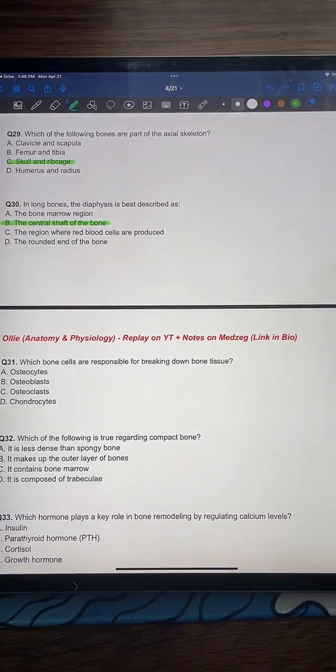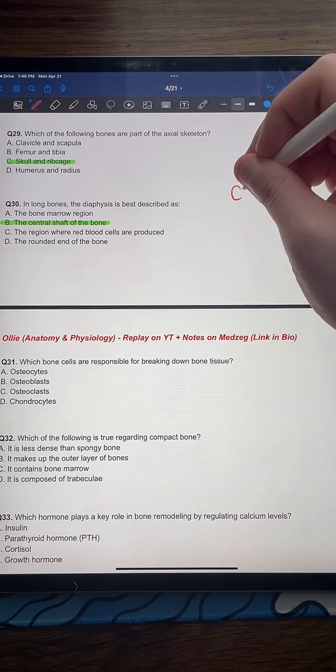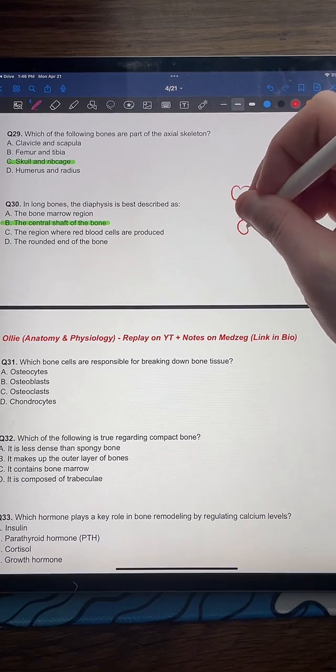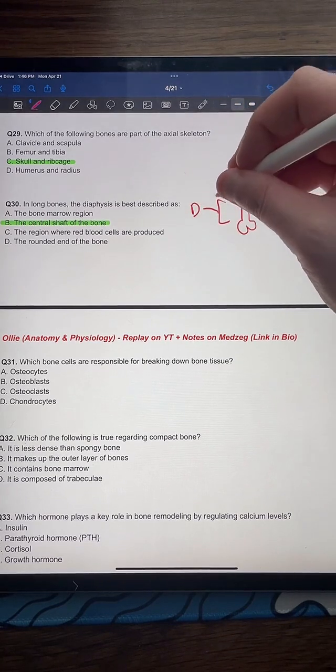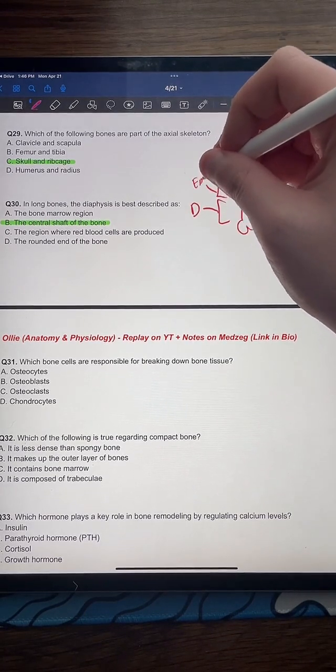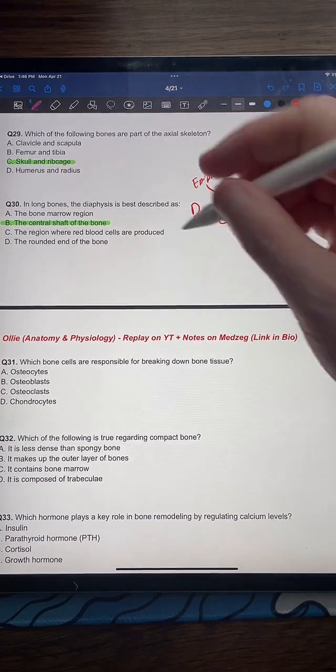It is B. It is the central shaft of the bone. So it's that long central shaft. So if we have our bone here, this is our epiphysis, and this is our epiphysis. This is our diaphysis.